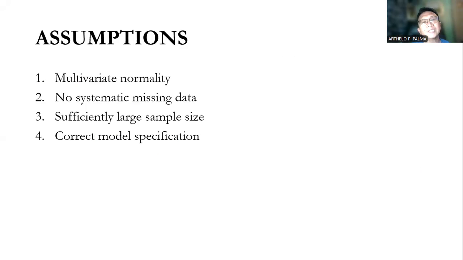So what are the assumptions of structural equation modeling? As usual, of course, we have multivariate normality, the same with the other statistical tools I've mentioned. It also has the assumption of multivariate normality. No systematic missing data, that's important. And a sufficiently large sample size. And there must be correct model specification.